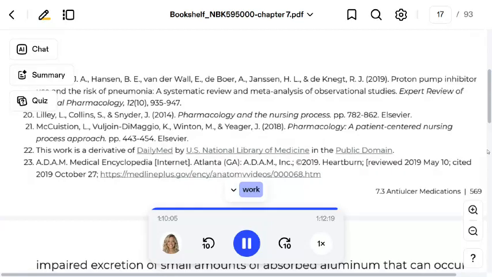2. PPIs work by irreversibly binding to the proton pump, which is responsible for the final step in acid production in the stomach. By blocking the proton pump, PPIs reduce the production of stomach acid.